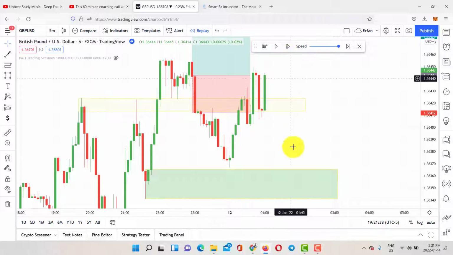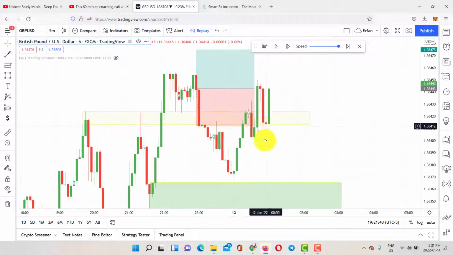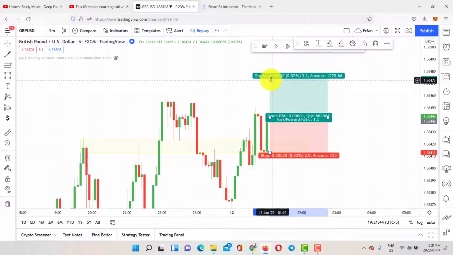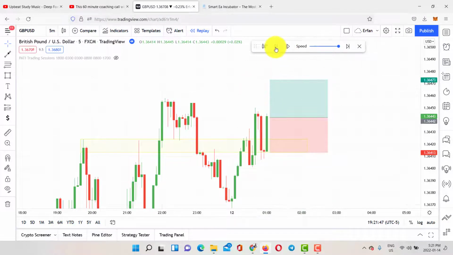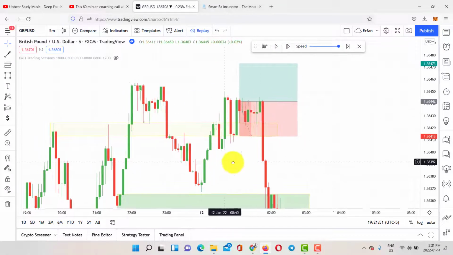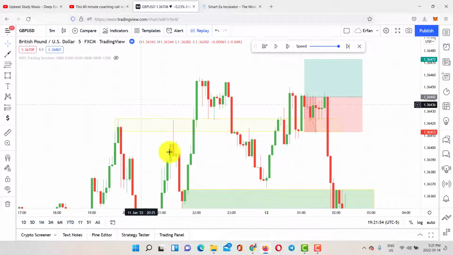Boom. See, break of a structure, correction, momentum again. If you take your position here, put your stop loss here and take a one-on-one trade, let's see what happens. Again, stop you out. That's what I'm saying, guys. It's very, very risky to trade break and retest.